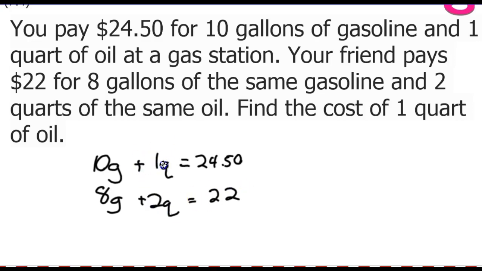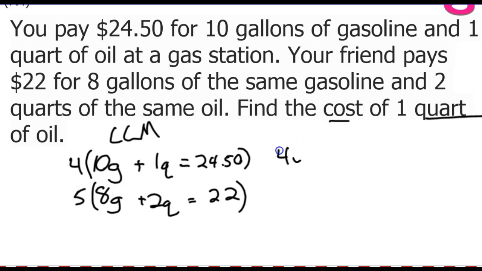So what we need to do is we need to eliminate something. Now we are eliminating something so we can find the cost of 1 quart of oil. So we're going to try to eliminate our gallons. Now, I can't multiply 8 by anything to get to 10, but I can multiply something so I can get the LCM. The LCM in 10 and 8 is 40, so I'm going to multiply by 4 for my 10, and I'm going to multiply by 5 for my 8.